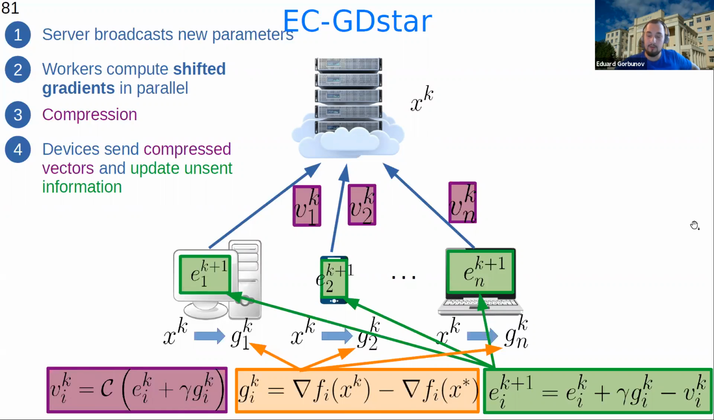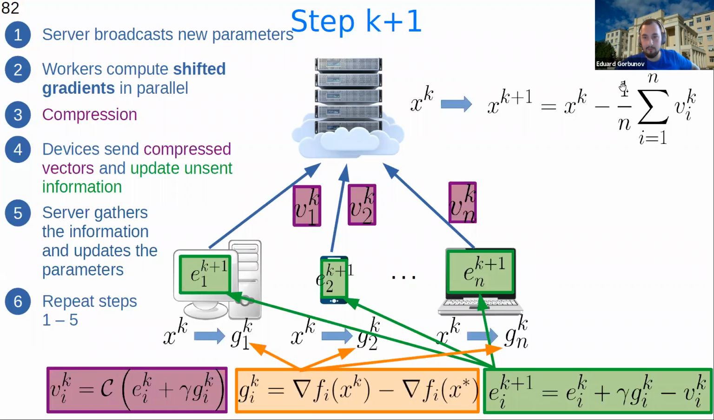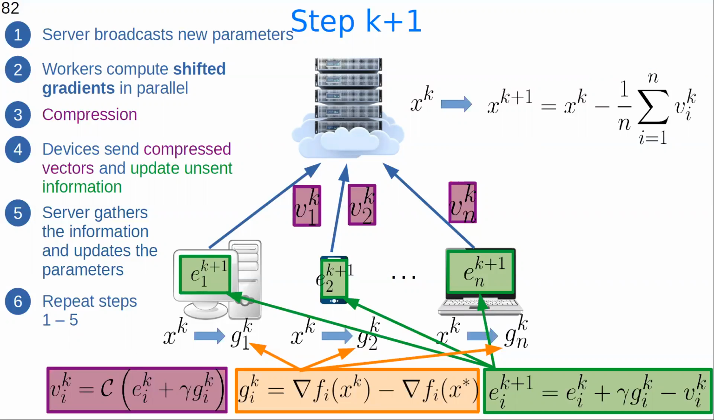workers compress this information and send it to the server, and the server averages this vector, and this vector is not 0 anymore, because the average of gik will be 0 when xk is x star, but not the average of compressed terms. And this is one intuition. This initial method does not have the fixed point property, and this is how we obtained this property.